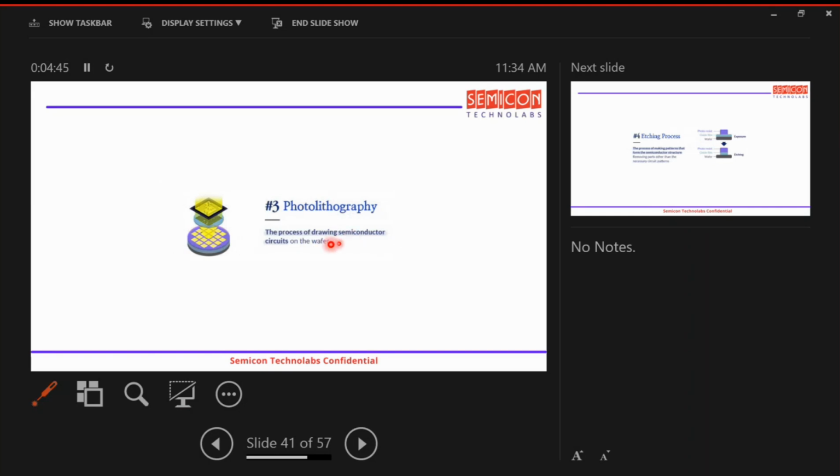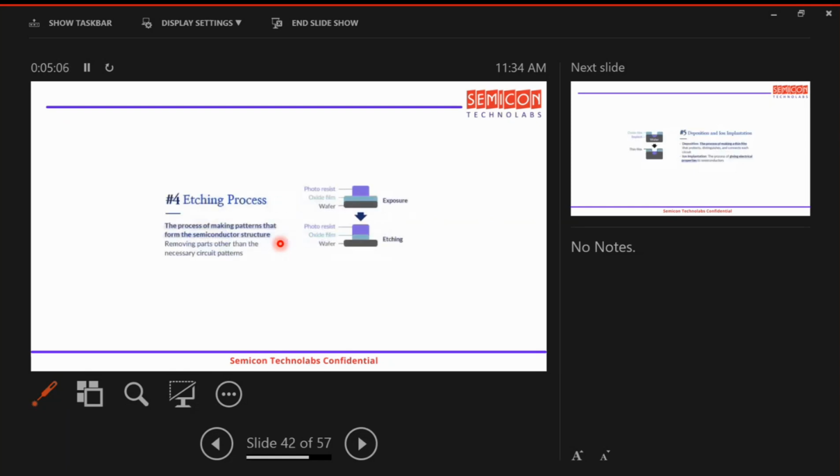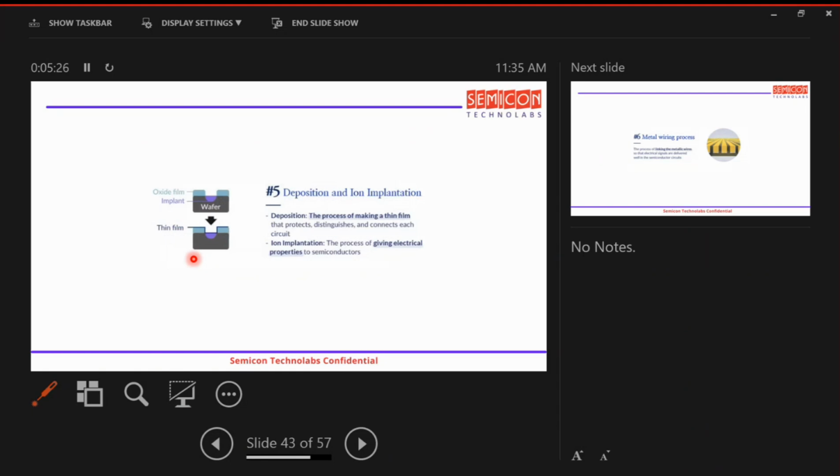Photolithography: the process of drawing semiconductor circuits on the wafer. This is where your layout, which you get from the physical design, is taken, and this machinery will draw the semiconductor circuits on the wafer based on the layout, which is the outcome of the physical design. And then the etching process: the process of making patterns that form the semiconductor structure, removing parts other than the necessary circuit patterns. Exactly, your shapes come into the picture, your transistor size and metal shapes. This is the etching process.